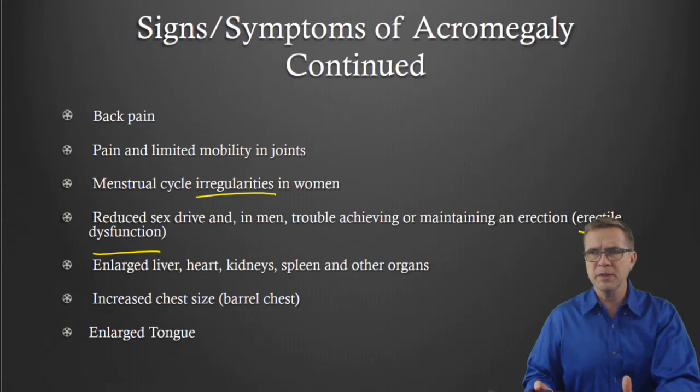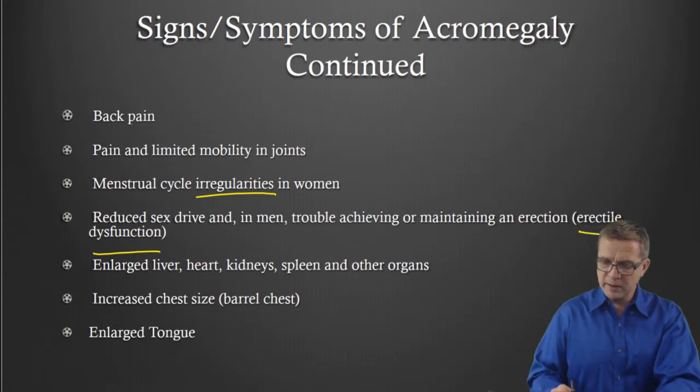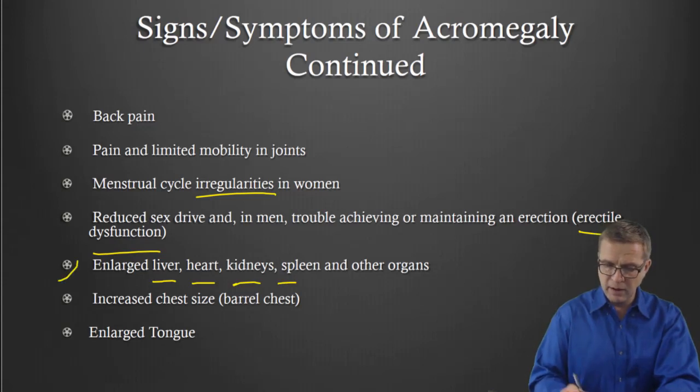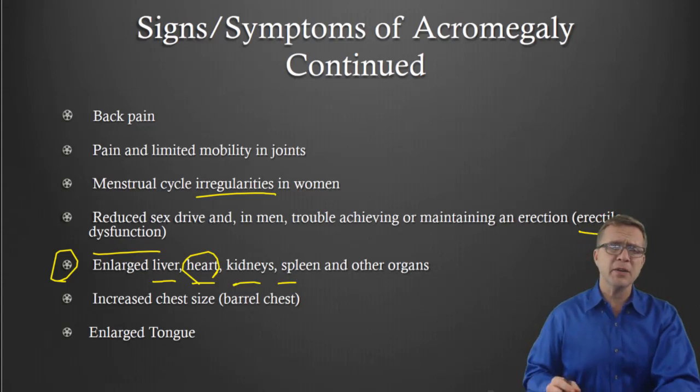Notice also growth hormone doesn't just affect the hands and the face, but it's actually enlarged liver, heart, kidneys, spleen, big barrel-chested, enlarged tongue. But let's focus here. This is actually what's going to cause a problem in the long run, because they start to get disproportionately large. And this is why these people tend not to live that old, as they end up having especially some heart problems.